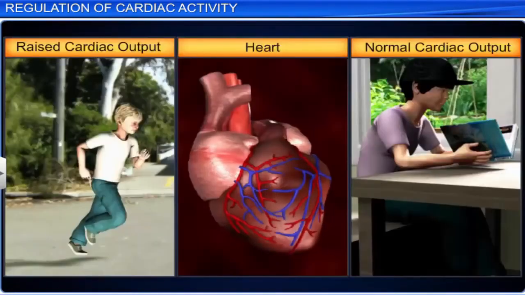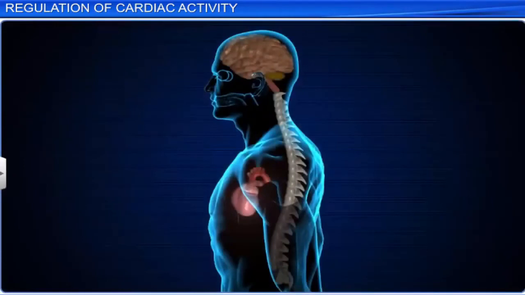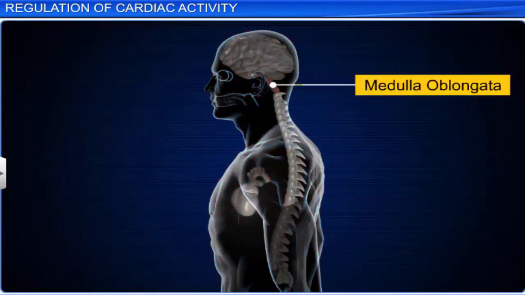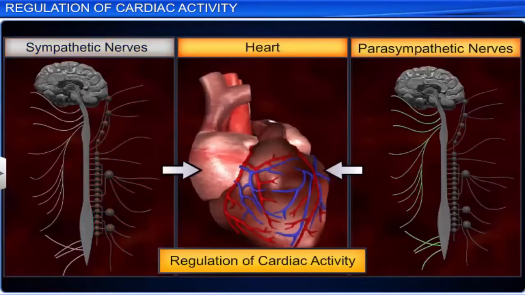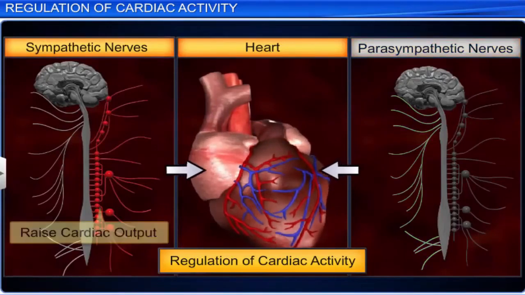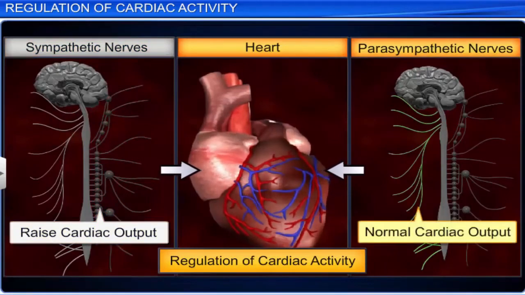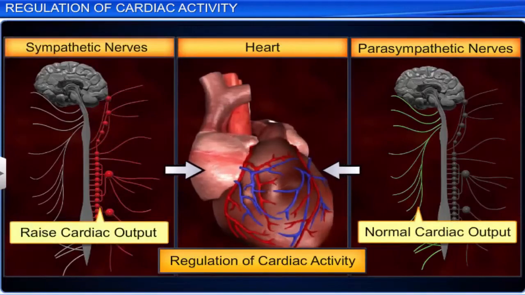Our body has the ability to increase or decrease cardiac output when required. This is because nodal tissues, which induce cardiac activity, are controlled by the medulla oblongata of the brain through sympathetic and parasympathetic nerves of the autonomous nervous system or the ANS. While sympathetic nerves increase cardiac output, parasympathetic nerves act antagonistically to decrease cardiac output and bring it back to normal.